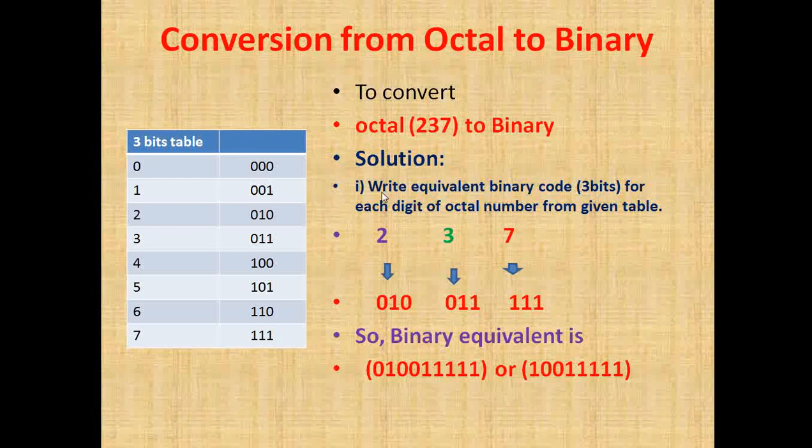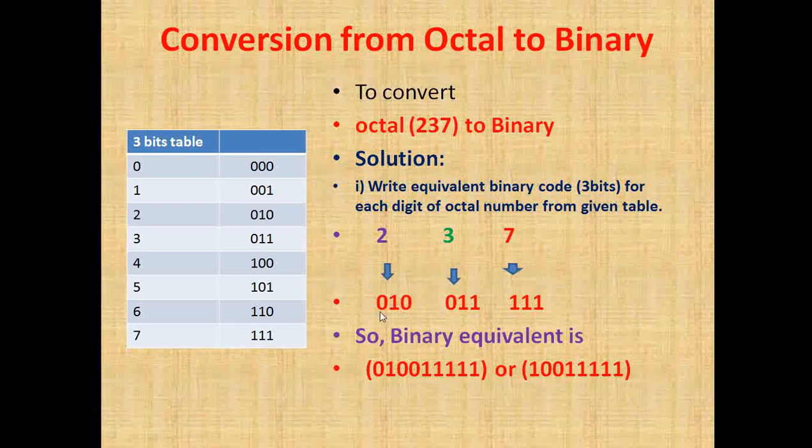Now the octal number is 237. We will write these digits separately, and then we will find out the equivalent 3-bit form from this table for individual digits. For example, for 7 we have 111, so instead of 7 we will write 111. For 3 it is 011, so for 3 we will write 011, and for 2 it is 010, so for 2 we will write 010.